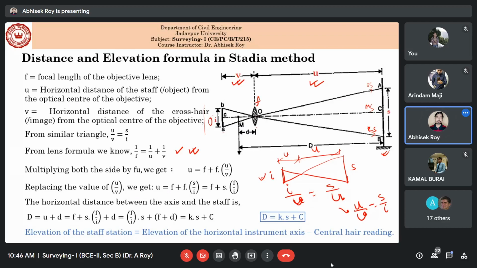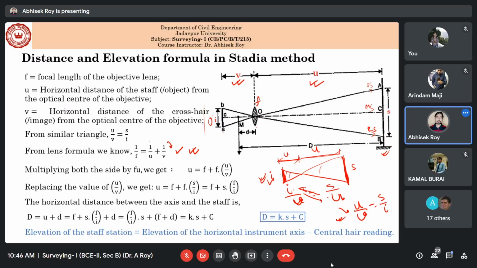From this triangle, as these two are similar triangles, you can write I, that is the perpendicular here, and S, which is the perpendicular here. So I by the base V will be equal to the perpendicular S by base U. That you can write I by V equals S by U, and if you do the cross multiplication, then U by V is equal to S by I. So you know this, that U by V is equal to S by I.